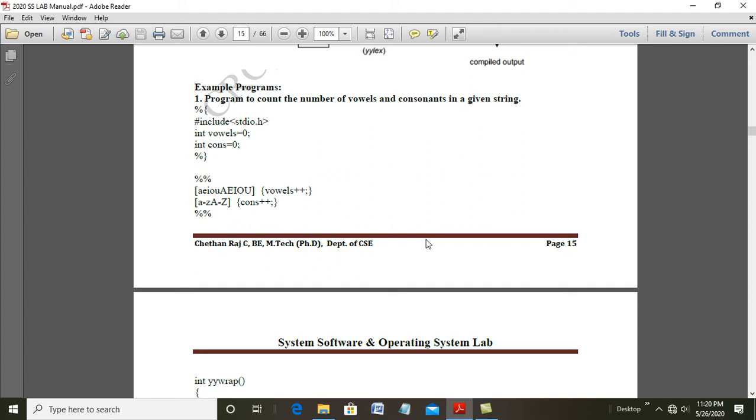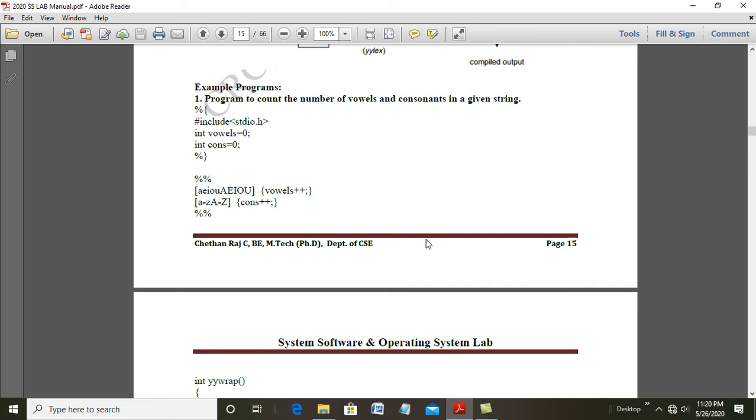So you need to count the total number of vowels and consonants in a given string, right? As I told, a lex program structure firstly has a declaration section. By seeing the question, we can easily identify that we require a minimum of two variables: one is a vowel count, another is a consonant count. You can declare them with a user-defined data type and initialize to 0, right?